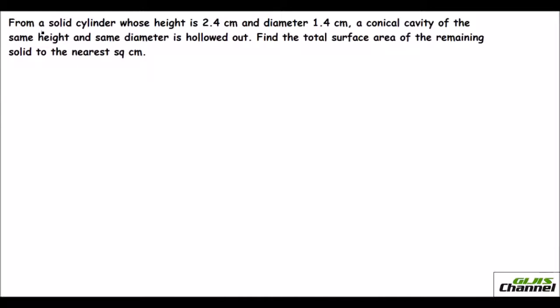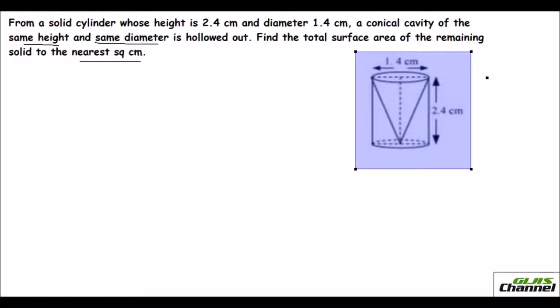Here is another question. From a solid cylinder whose height is 2.4 centimeters and diameter 1.4 centimeters, a conical cavity of the same height and same diameter, note that the same height and same diameter, is hollowed out. Find the total surface area of the remaining solid to the nearest square centimeter. Note this also. You have a cylinder and a cone that has been hollowed out inside. So you have cut that portion out, and you need to find the total surface area.